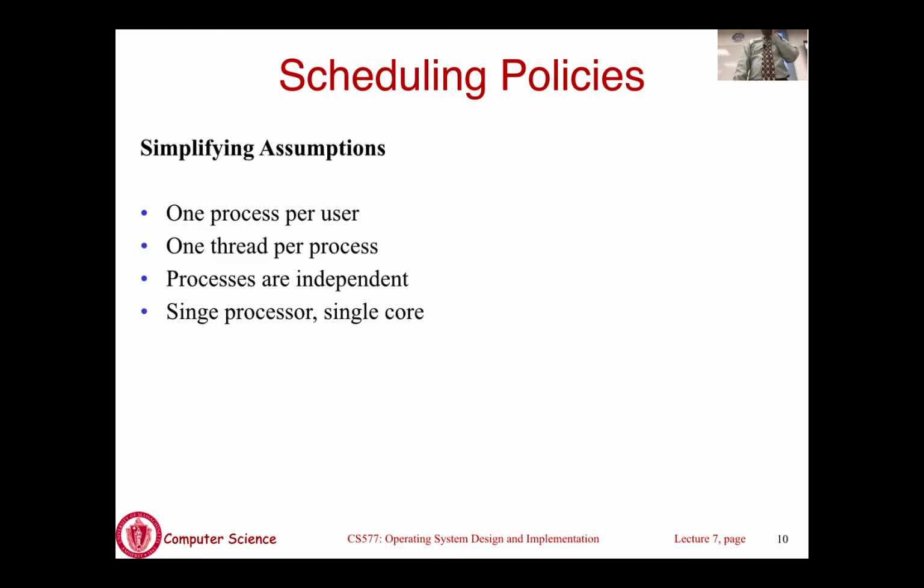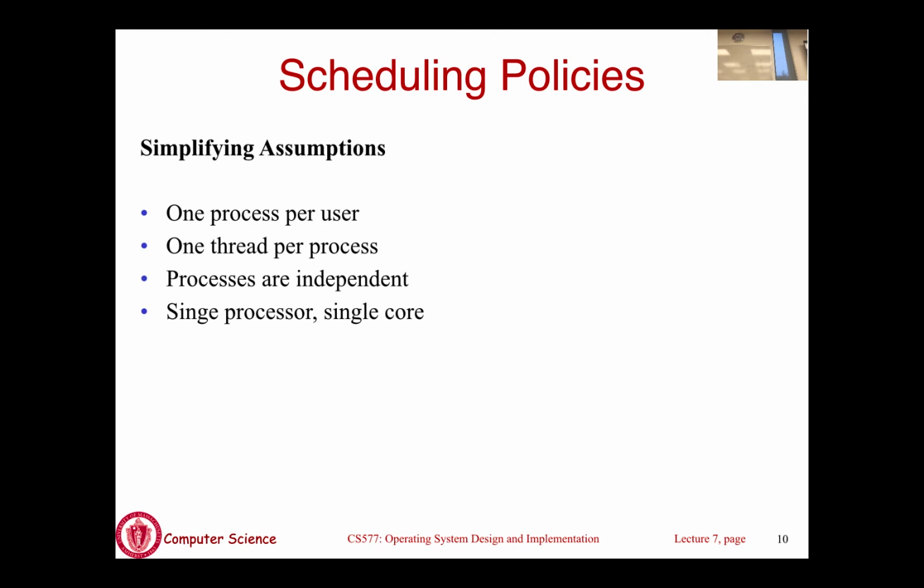Now, as far as the scheduling policies I am going to present, we will start simple, because it is easier to understand. We will assume that each user has only one process, not true in practice obviously, since users can start as many processes as they want. We will also assume that processes are sequential, with no threads, just one thread. Again, not true in practice because you can have threaded processes.